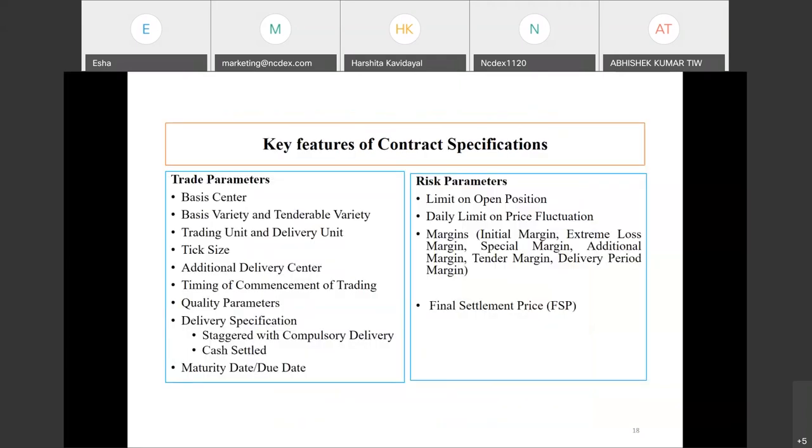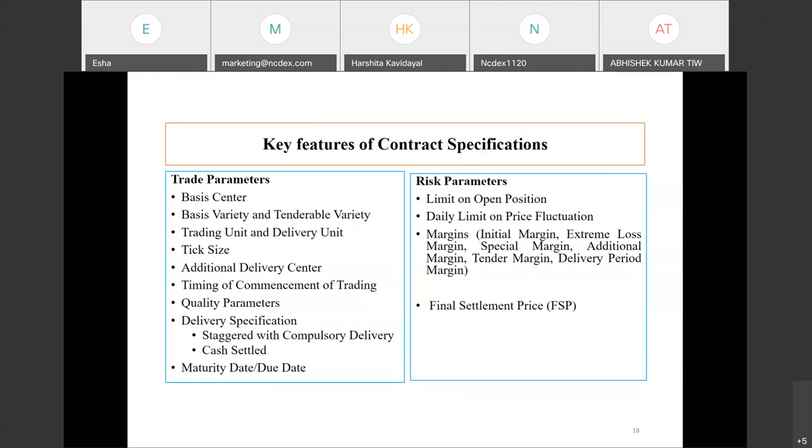Then the key parameters, as I told you, are the standardized contracts. As I showed you in the first slide, when I say contract, these are not mutually understood. These are the contracts prescribed by the stock exchanges and approved by the regulator. So these are standardized contracts. No one can alter these terms and conditions. The basis center and basis variety are more crucial parameters, like the time of commencement of trading and maturity of trading.